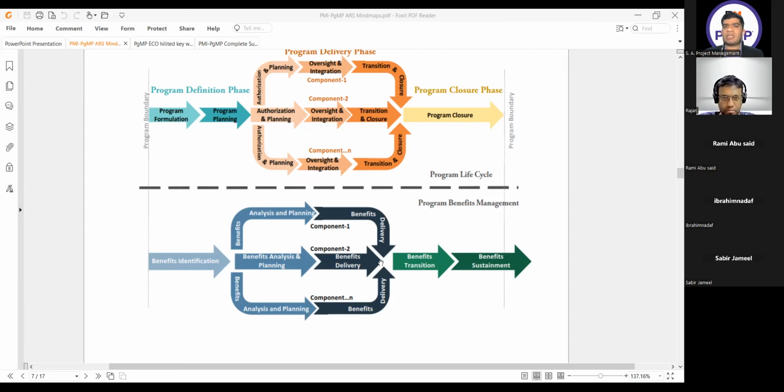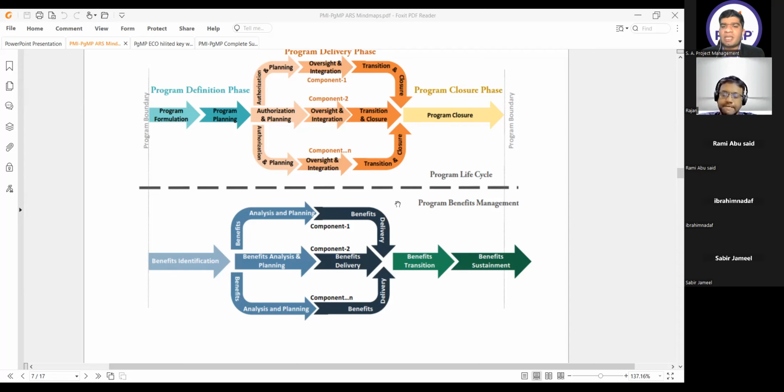Is it clear? Any questions on this? Because this covers two important concepts. One is about the component level planning, what activities are done at the component level. Once you can start the benefit transition at the program level only when the program delivery phase has been finished. Just remember and keep in mind.